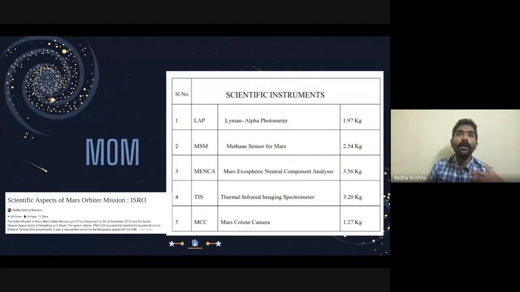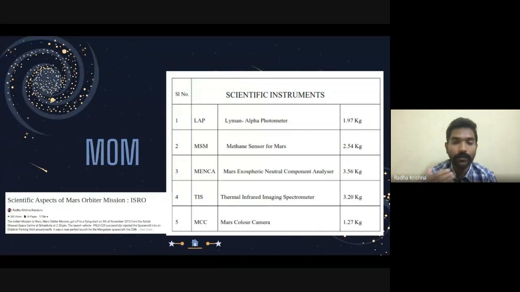Lyman alpha photometer. The Lyman alpha photometer is interesting because you all must have seen the Lyman Balmer lines that we studied, right? When you consider hydrogen as an atom, if you excite the electron in the hydrogen to the 2s orbit, and when the 2s orbit electron comes down to the 1s level, a certain amount of radiation is emitted, and it is called the Lyman wavelength or Lyman line. So with this Lyman alpha photometer, you can observe what amount of hydrogen is there in a certain environment, and that is what the Lyman alpha photometer is.